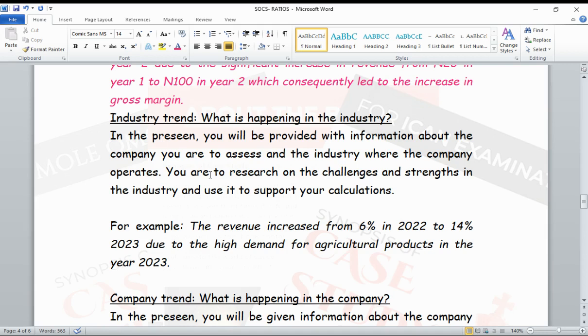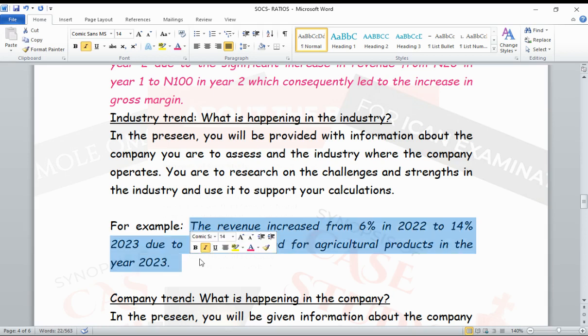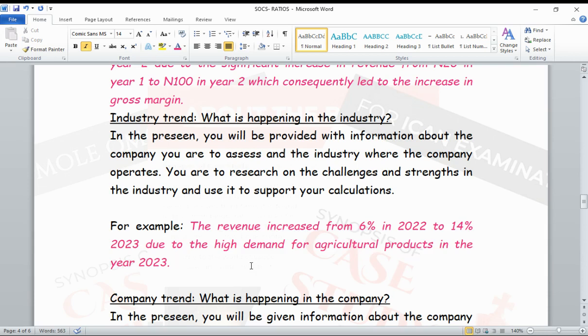What are the challenges that are occurring in the industry? What are the strengths in the industry? What progress is being made in the industry in current times? This helps you to analyze your report and your calculations. So now, in this case, you can see something like the revenue increased from 6% in 2022 to 14% in 2023 due to the high demand for agricultural products in year 2023.